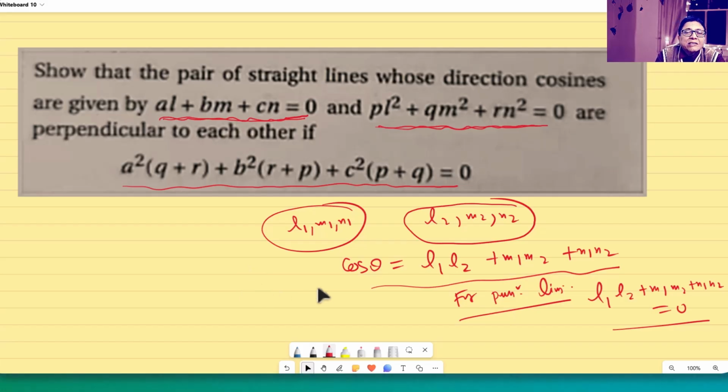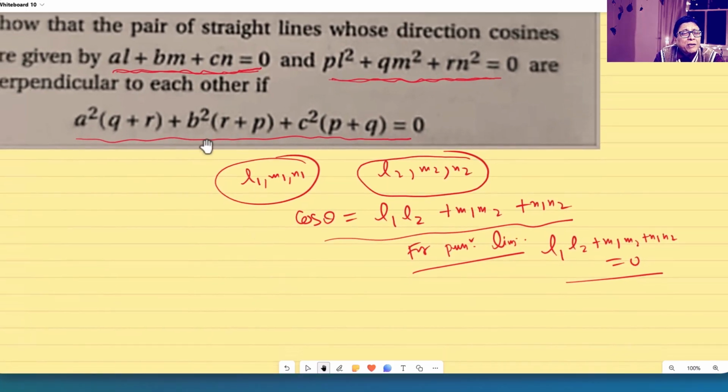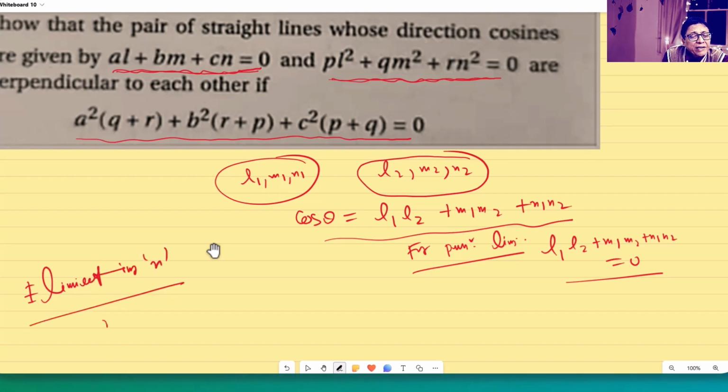What is your first step? Eliminate one of them from two given equations. So one of them means that either L or M or N, you should eliminate from these two. So if we are eliminating N, then N going to be what? From first equation, minus L minus Bm by C.